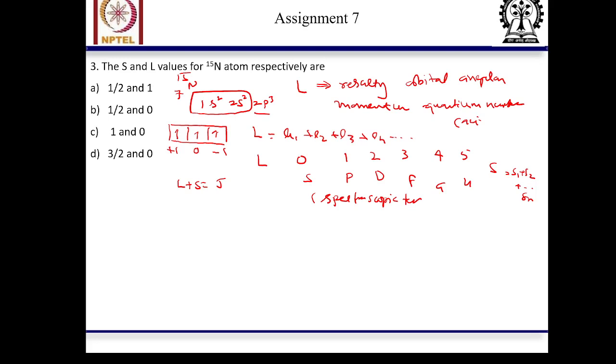Now we will just write what is the L. L is plus 1 plus 0 minus 1, so L is 0. What is the S? S is 1 by 2 plus 1 by 2 plus 1 by 2, which is 3 by 2. So your S value is 3 by 2, L value is 0. That is the correct answer.